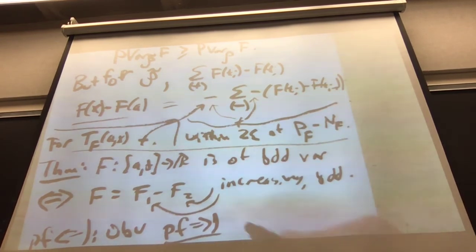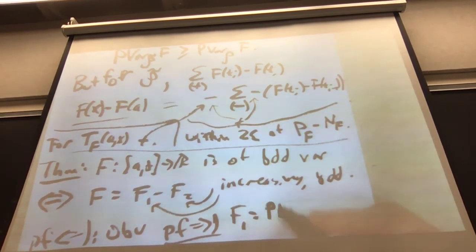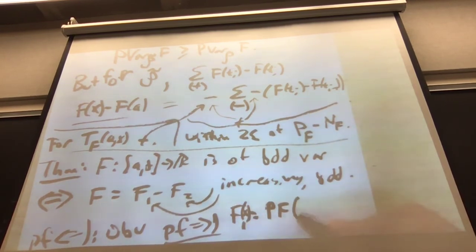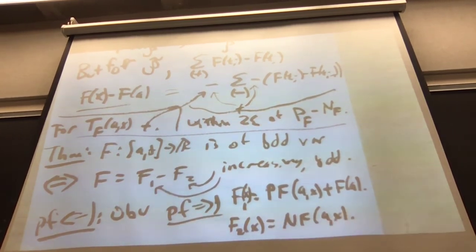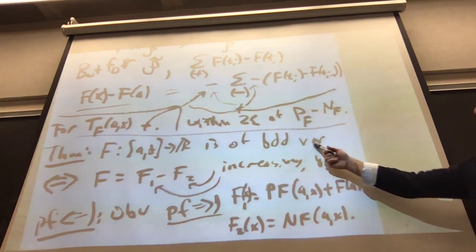F1 is PF, F2 is NF. So let's be a little careful. F1 of x is PF on a to x plus f of a. That's a good point. And then F2 of x is the negative variation on a to x. And these are increasing and bounded because they're bounded by the total variation, and the total variation is finite.